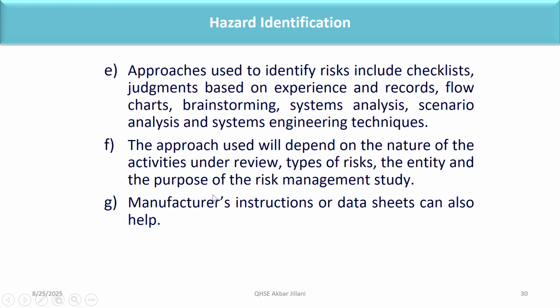Approaches used to identify risk include checklists. We can use checklists, judgment, discussions, then system analysis, engineering techniques. These approaches usually depend on the nature of the activities under review, types of risk management studies, and manufacturer instructions. Because the manufacturer provides us machinery, over there we have the data from the manufacturer. If it is a chemical, the MSDS or SDS will be there, or some instruction will be there, if it's machinery or equipment.